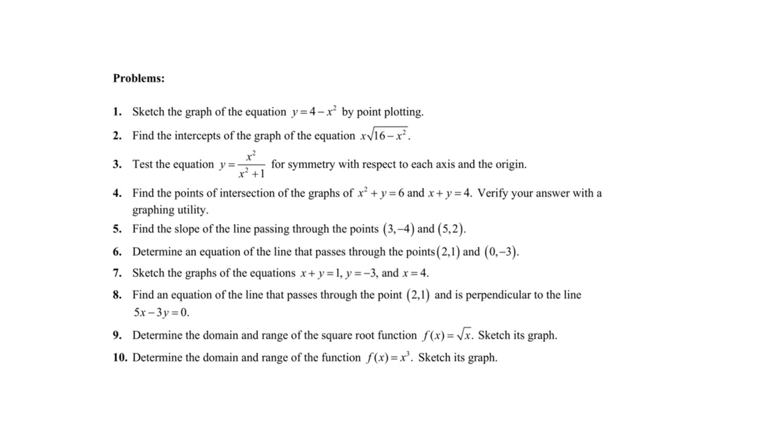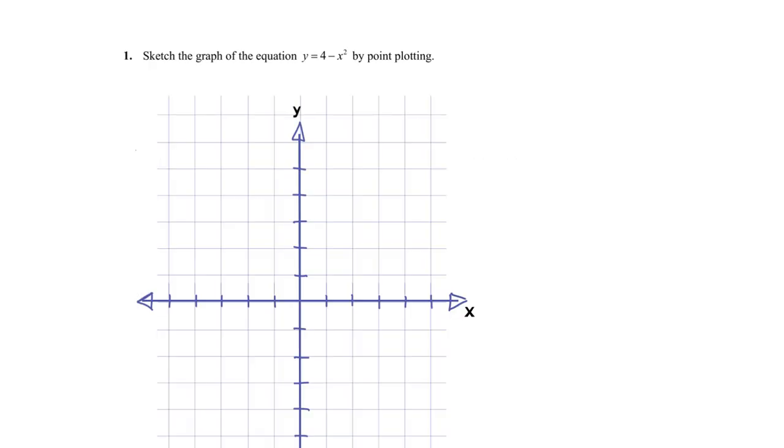Problem number 1 says like this. Okay, let's sketch the graph of this function. So we plug in numbers, the x and the y. We do a table, the x and the y. What happens if x is 0? If x is 0, y is 4. What happens if x is 1? If x is 1, y is 3. What happens if x is 2? If x is 2, y is 0.